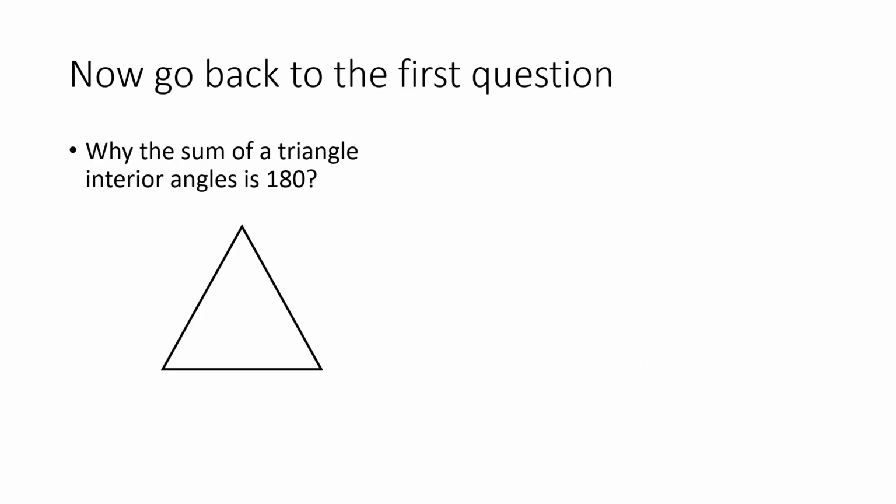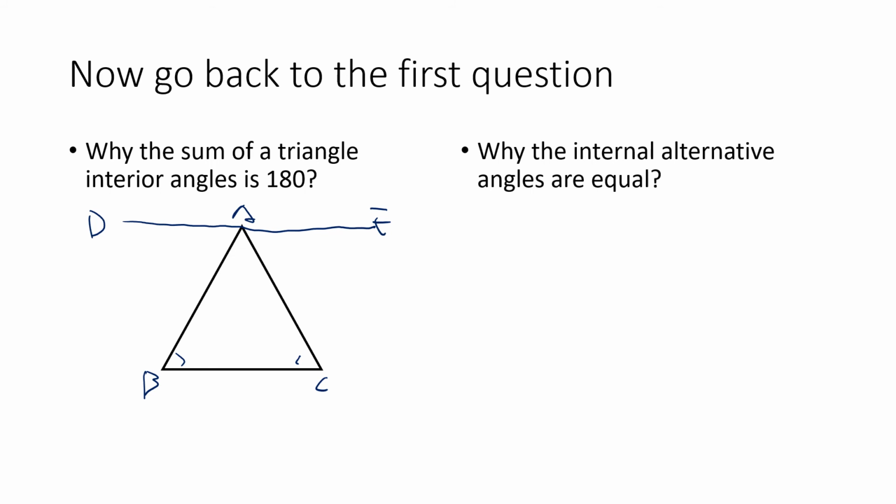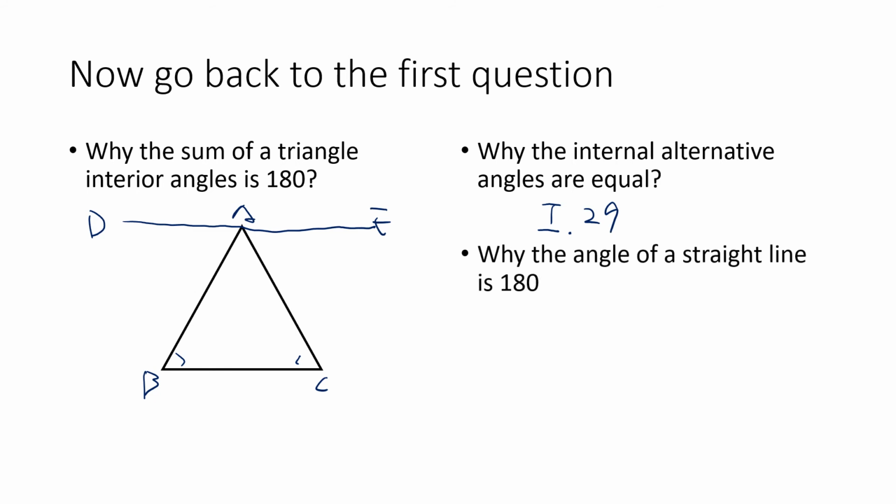Okay, now we go back to the first question. Why is the sum of a triangle's interior angles 180 degrees? Again, we do this one, it's the same, A, B, C, D, E. But now we can have this one. Why are the alternative internal angles equal? This is because of proposition 29 we just proved on previous slides. The angle of a straight line is 180 degrees, this is the same. This is definition 10 of the Elements book. Why can we draw a parallel line at all?